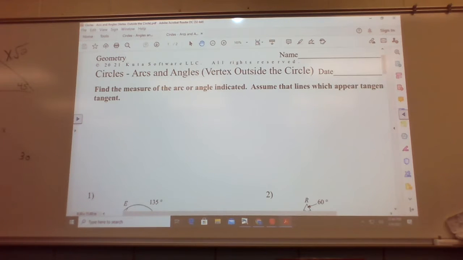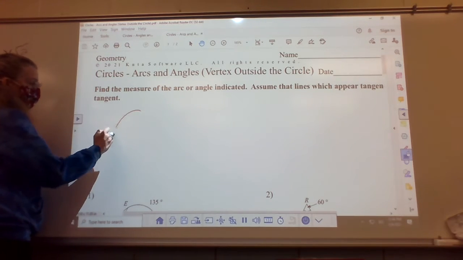Okay, so like I said, this is the last set of focusing on finding degrees, either finding degrees of an arc or finding degrees of an angle. Next week, we're going to be focusing on finding how big a segment is, which is like completely different sets. Again, there's no specific name to these, so we're just going to start by drawing a circle.